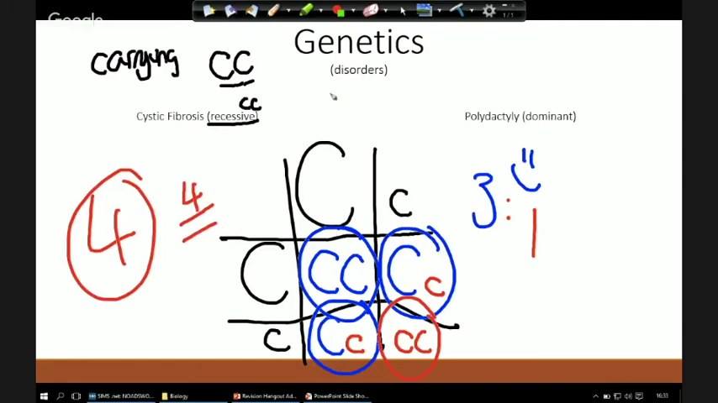It's just a ratio. You could have 10 children and they're all absolutely fine. You could have one child who isn't. But statistically, if you had enough children, it would go to the order of 3-to-1.